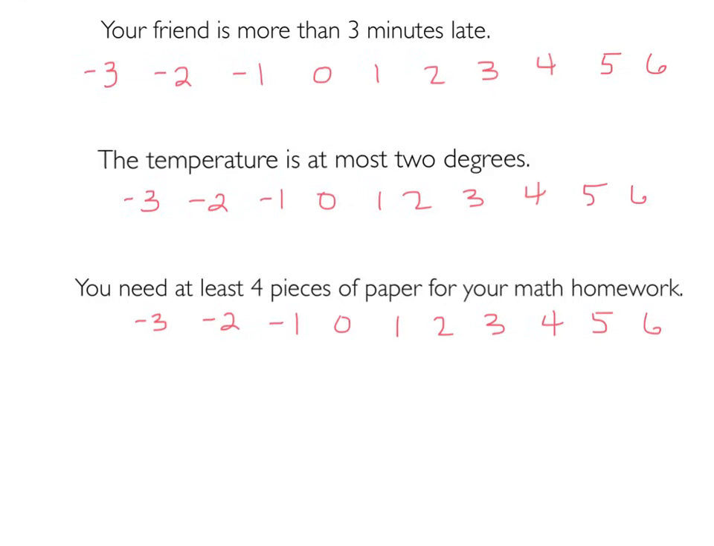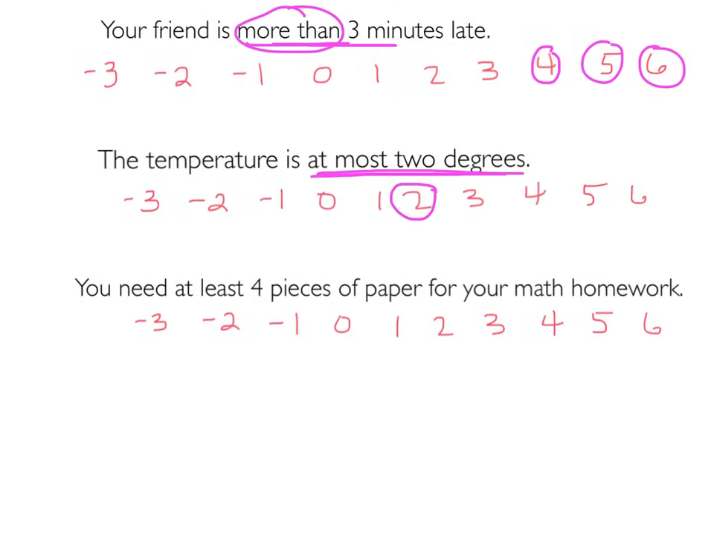To help us understand inequalities a little more, let's read through these situations. First, it says your friend is more than 3 minutes late. Let's circle the ones that would show more than 3 minutes. More than 3 minutes would be a bit longer than 3 minutes, right? So 4 minutes, 5 minutes, 6 minutes. More than is an inequality. The next one, the temperature is at the most 2 degrees. If I say it's at the most, that means that's the highest it can be. So the temperature could be 2 degrees, but then it would be everything lower than that. At the most is another inequality.